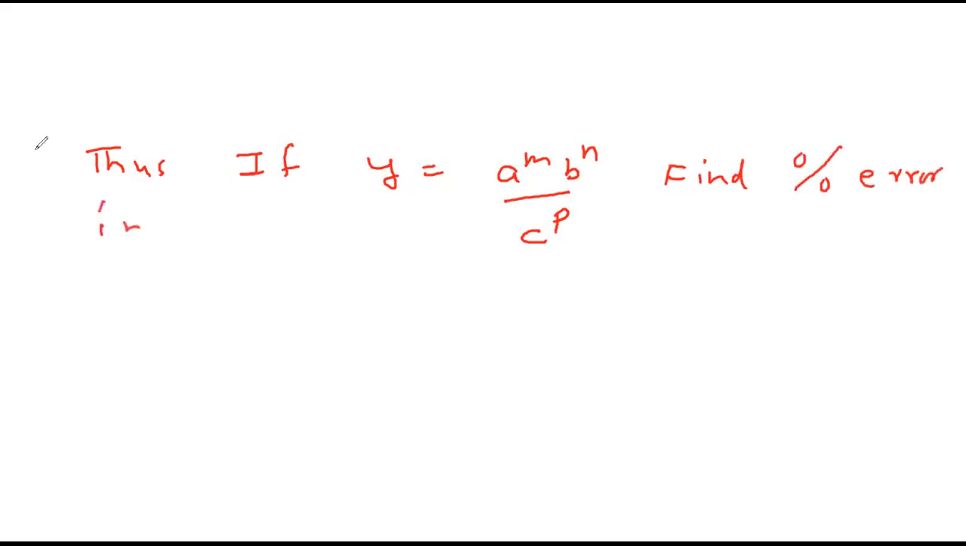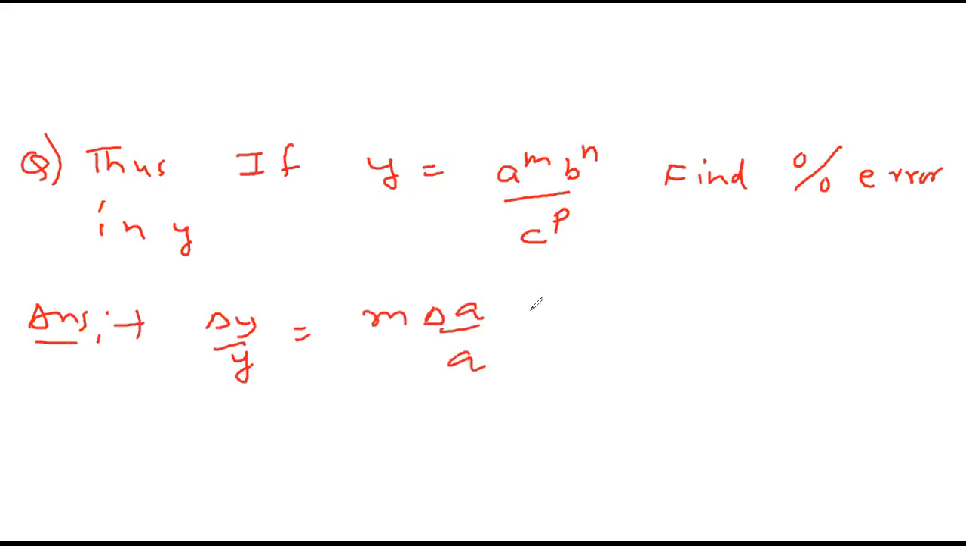If y is a raised to m, b raised to n upon c raised to p, find percentage error in y. See how to find. Relative error multiplied by 100 is called percentage error. So delta y upon y is m times delta a upon a plus n times delta b upon b plus p times delta c upon c.